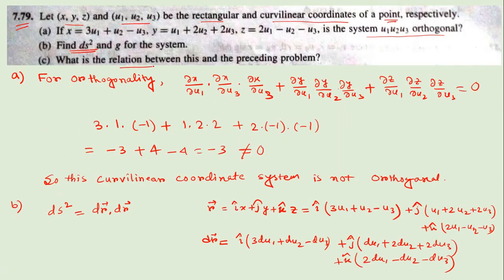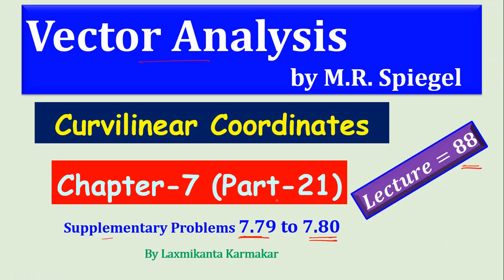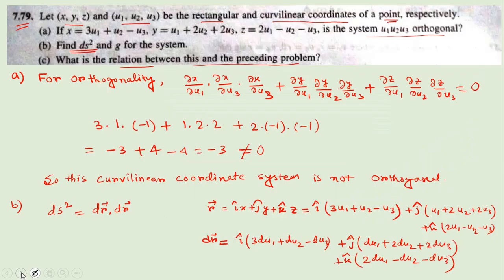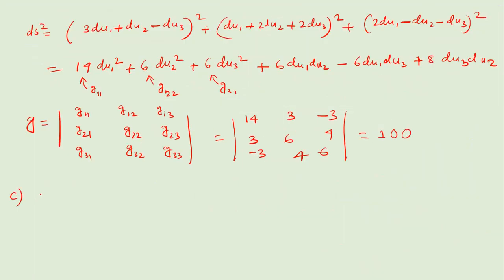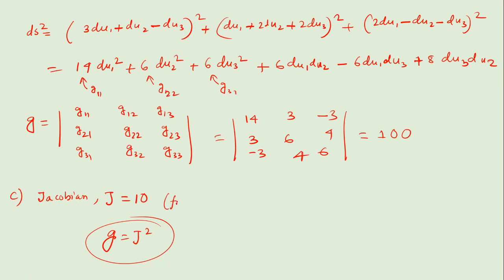Now the question: what is the relation to the preceding problem? If you already covered the previous lecture, that is 87, you know the Jacobian was calculated as 10. So here you can see g is 100 and J is 10, so g is nothing but J square. This relation follows from the previous problem, that is problem number 7.78.